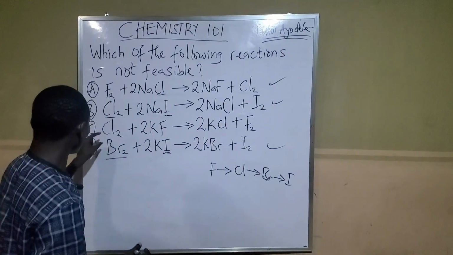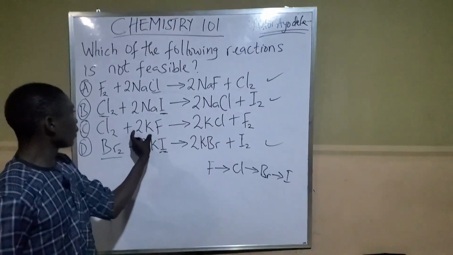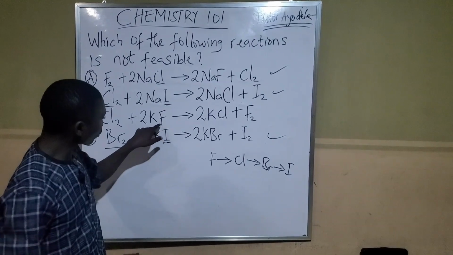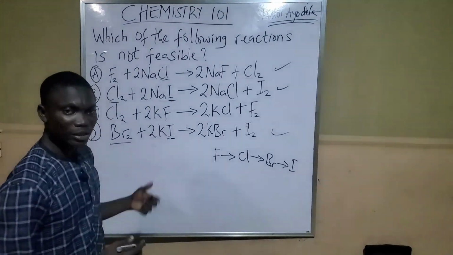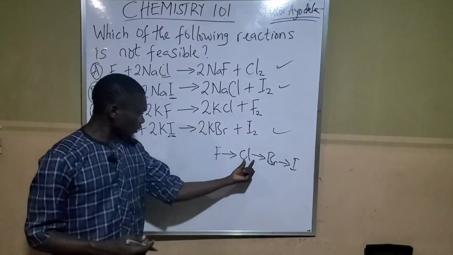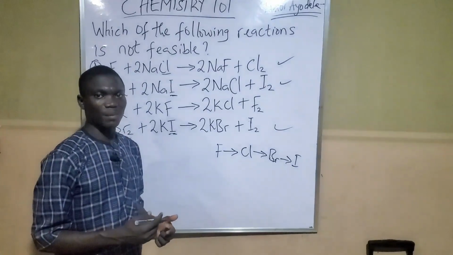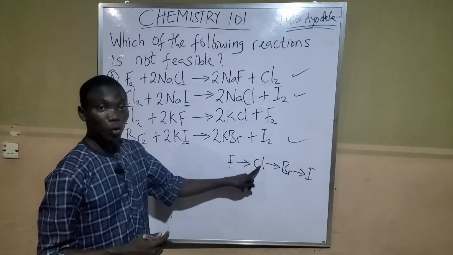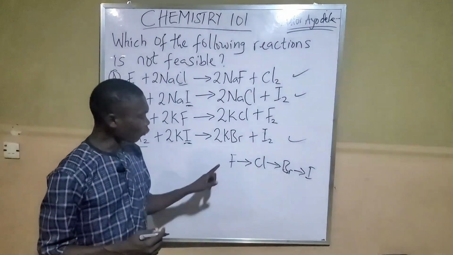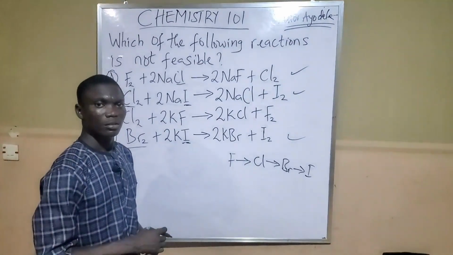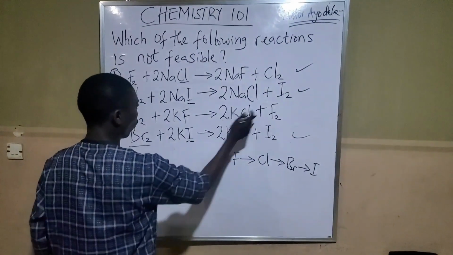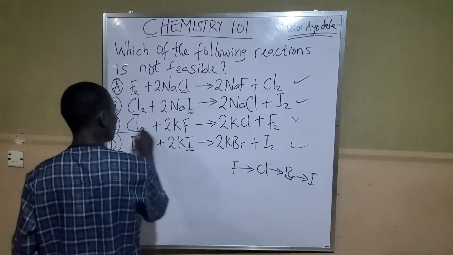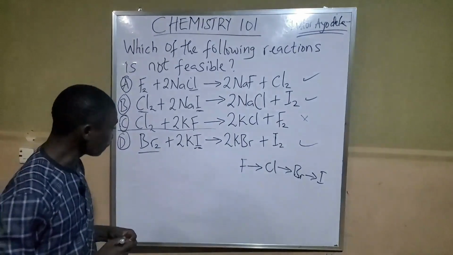But let's look at this reaction. Chlorine reacting with potassium fluoride. Okay, can that be possible? Can chlorine send fluorine away? Look at fluorine. Can this chlorine send away this fluorine? Based on the explanation I've given earlier, we notice that it's impracticable for chlorine to send away fluorine. So fluorine is more powerful than chlorine. This reaction cannot occur. So our correct answer is what? Option C. Option C is our correct answer.